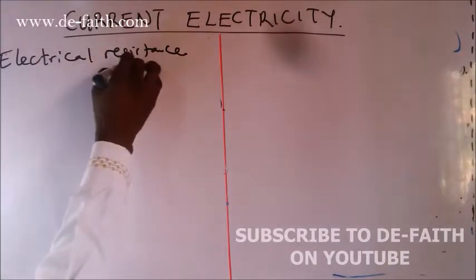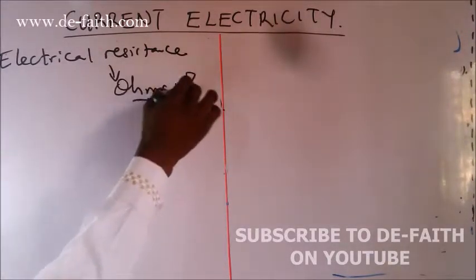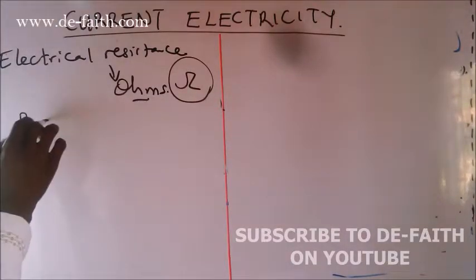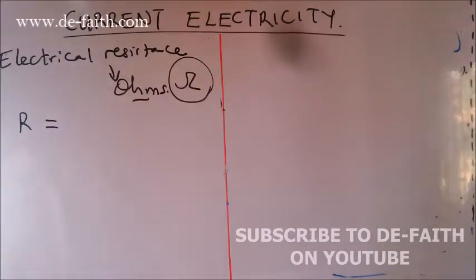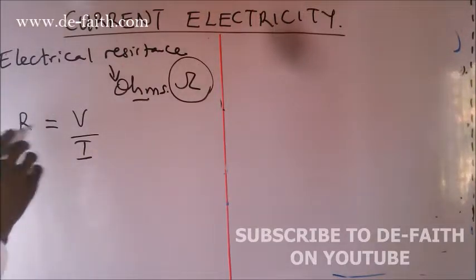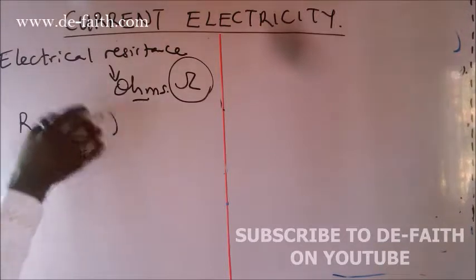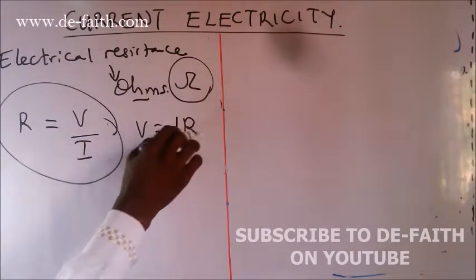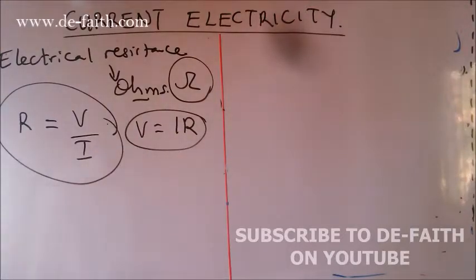Resistance is measured in ohms and it is represented as this. Resistance is also known as the ratio of potential difference, which is V, across the conductor to the current flowing through it, which is I. Resistance is the ratio of the potential difference across the conductor to the current flowing through it, which is R equals V over I. And this particular equation is going to be very important in solving our questions under electricity.